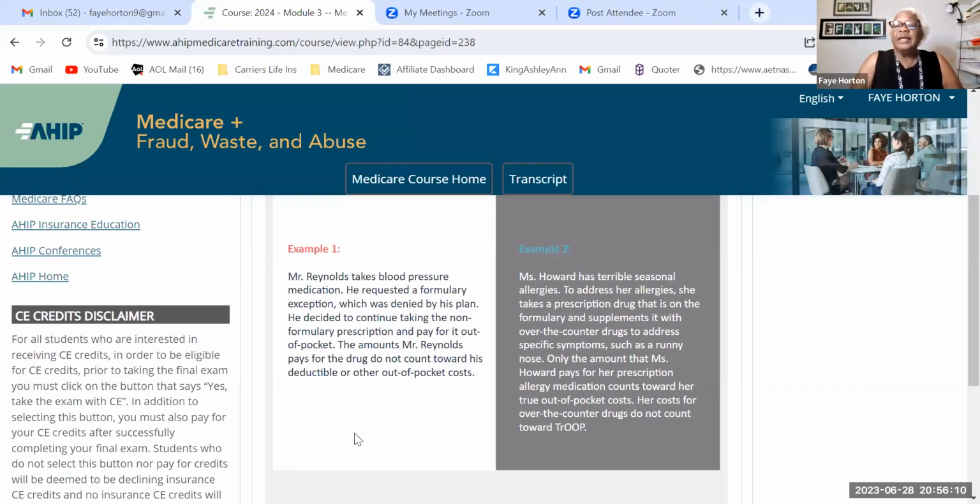Ms. Howard has terrible seasonal allergies. To address her allergies, she takes a prescription drug that is on the formulary and supplements it with an over-the-counter drug to address specific symptoms such as runny nose. Only the amount that Ms. Howard pays for her prescription allergy medication counts towards her true out-of-pocket costs. Her costs for over-the-counter drugs do not count towards TrOOP.